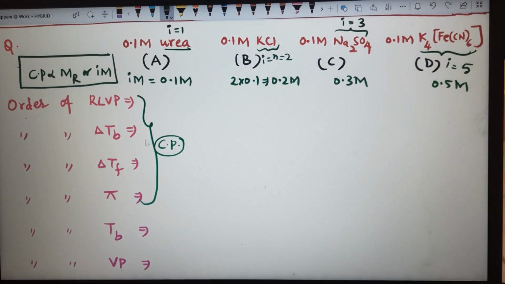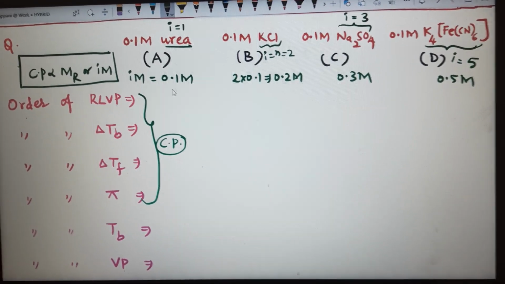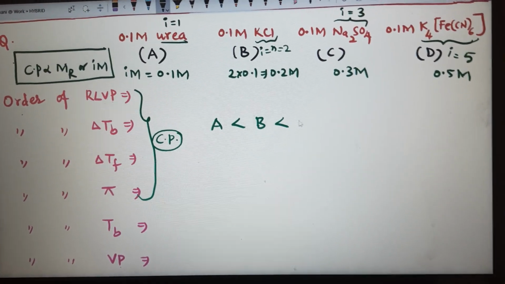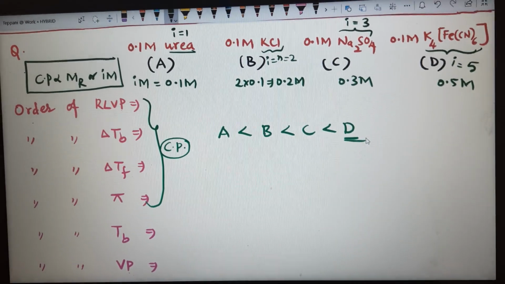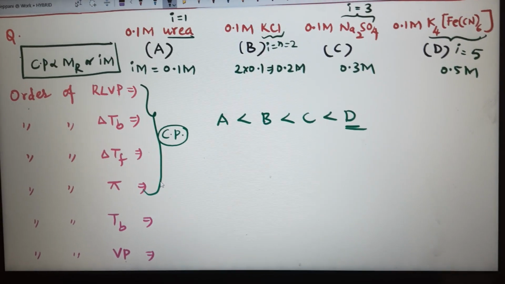Since all these colligative properties directly depend upon the resultant molarity i into m, the answer is A less than B less than C less than D. D has the highest colligative properties, and A has the least colligative properties.